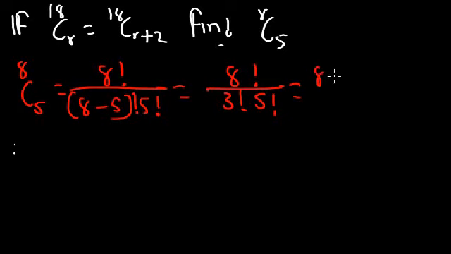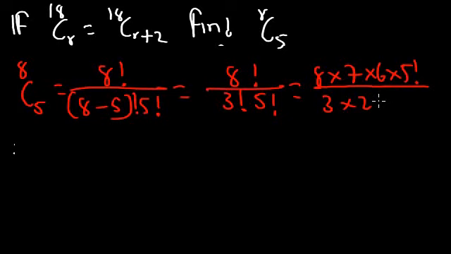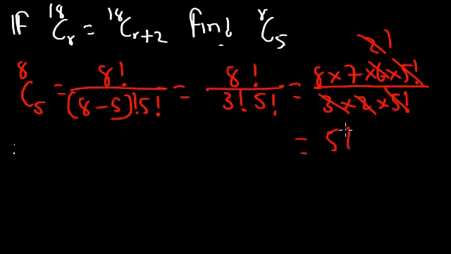8 factorial is 8 times 7 times 6 times 5 factorial, all divided by 3 factorial, which is 3 times 2, and times 5 factorial. So the 5 factorials can cancel. 3 reduces 6 to 2, and 2 reduces 2 to 1. So 8 times 7 will be our final answer, and that is 56. So we have that 56, and this is the final solution to that problem.